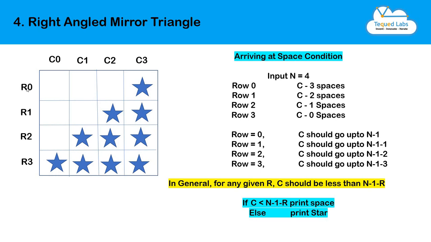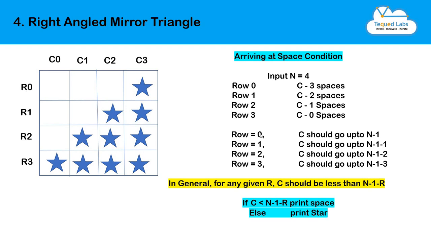Now let us do an in-depth analysis. Row 0, there are 3 spaces. Row 1, there are 2 spaces. Row 2, there is a single space. And row 3, there are 0 spaces. Okay, so now let us try to represent these spaces in terms of the input variable n.